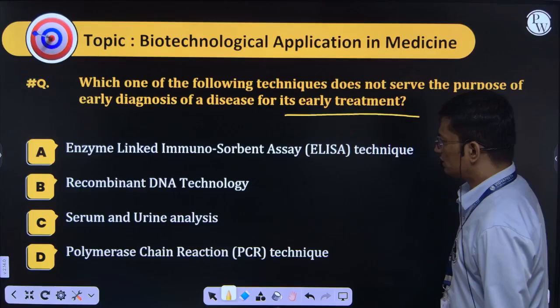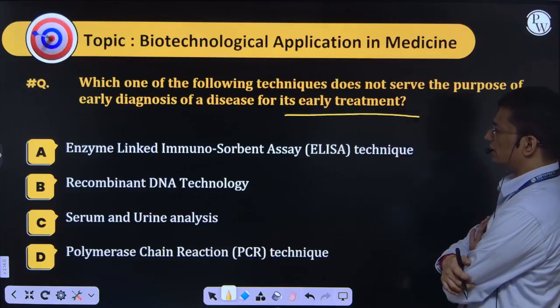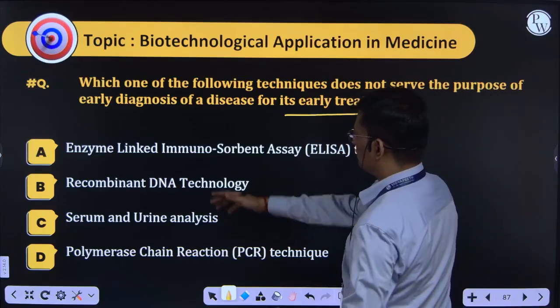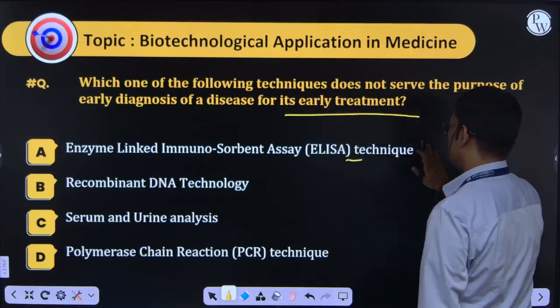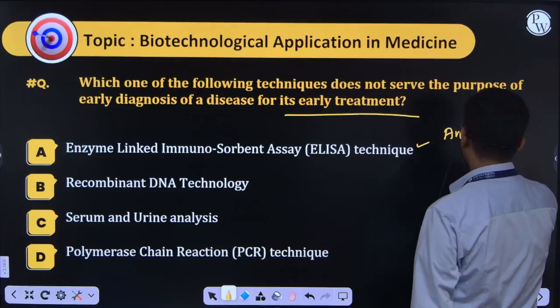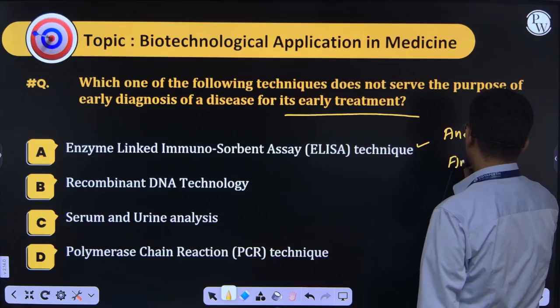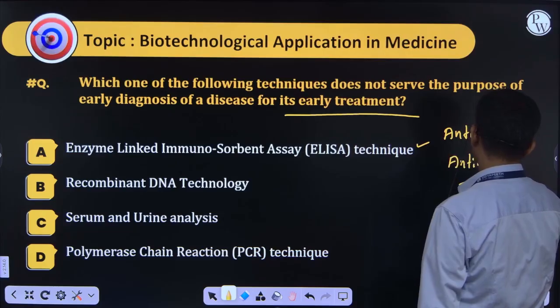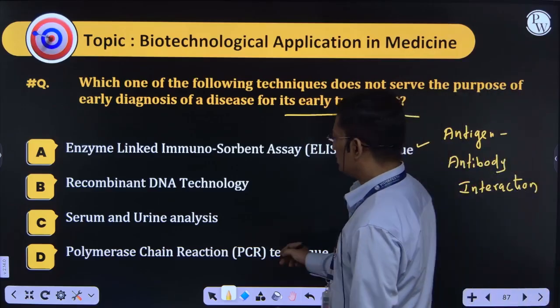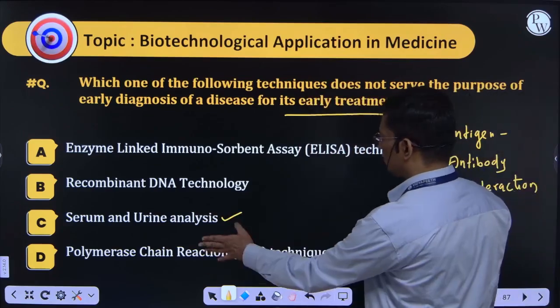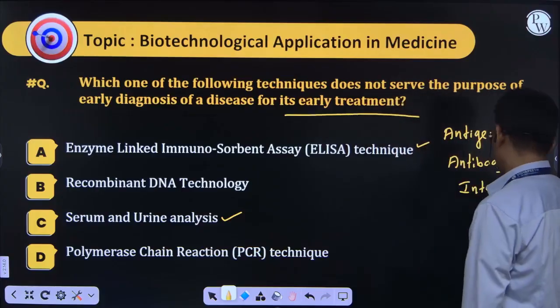Early diagnosis: traditional methods we cannot use for early diagnosis. All the recombinant DNA technology and enzyme linked immunosorbent assay we can use. The principle is antigen antibody interaction. Serum and urine analysis is the traditional method. Using this, we cannot identify early.